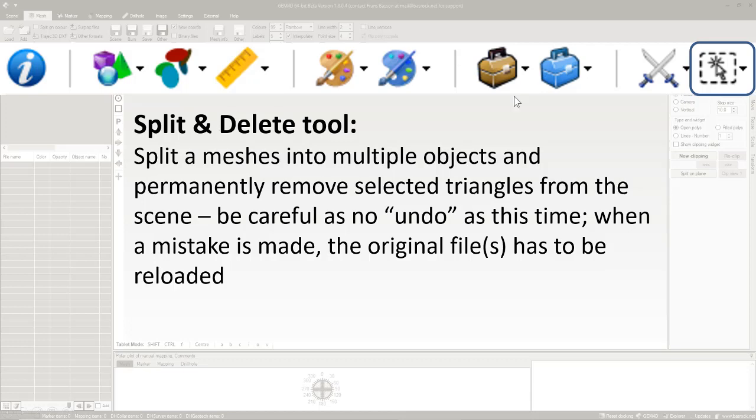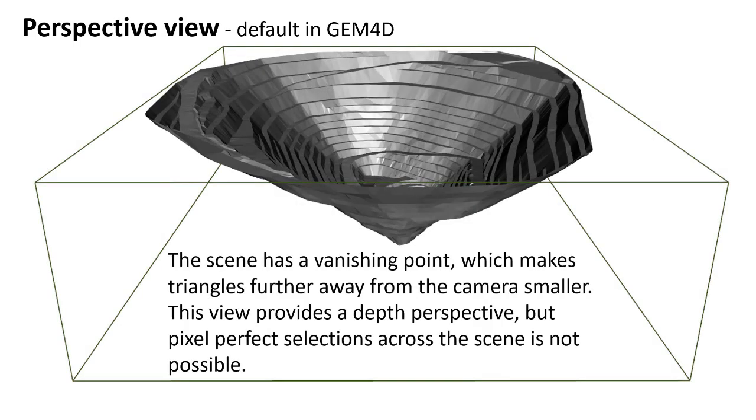Now, when you use this final tool, it sometimes forces you into a parallel view. So let's discuss the difference between perspective view, which is the default in GEM4D, and parallel view. In perspective view, the scene has a vanishing point, which makes triangles or objects further away from the camera smaller towards the back. So this view provides a depth perspective, but pixel perfect selections across the scene are not possible for obvious reasons.